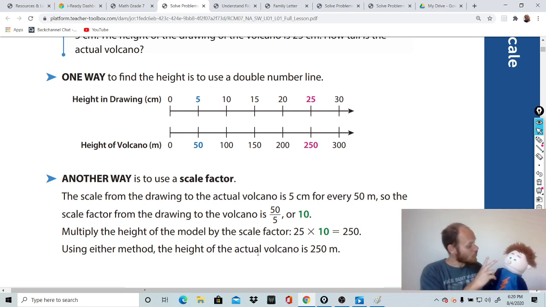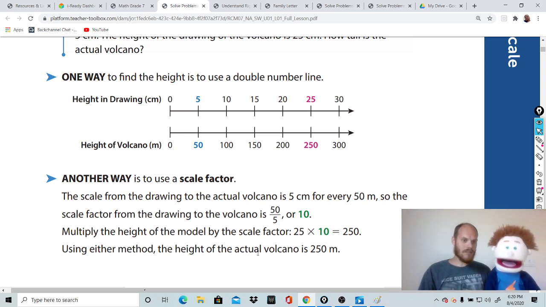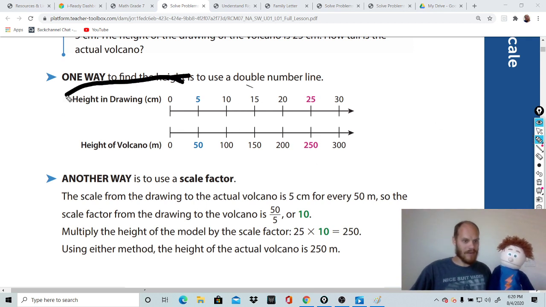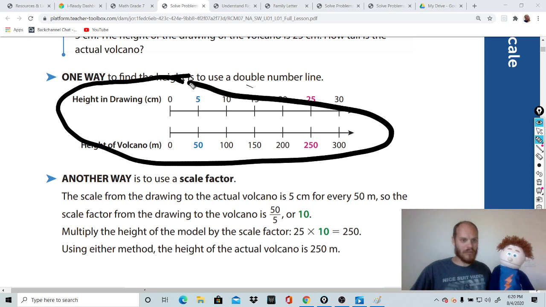So there are two different ways to find this scale factor stuff, and I put them up on the screen up there, Tommy. Can you read those? Yeah. Oh, out loud? That's okay, I'll do it, bud. So this first one here is what they call a double number line, and that's this right here. With a double number line, we take one number line, which is the height of the drawing. Yeah, like of the building, the small one. Yeah, the small one, exactly.